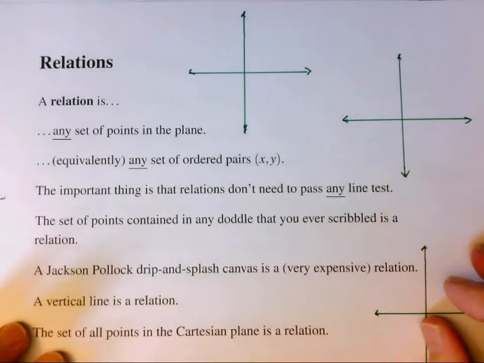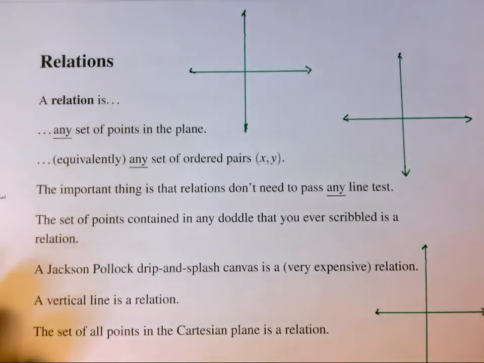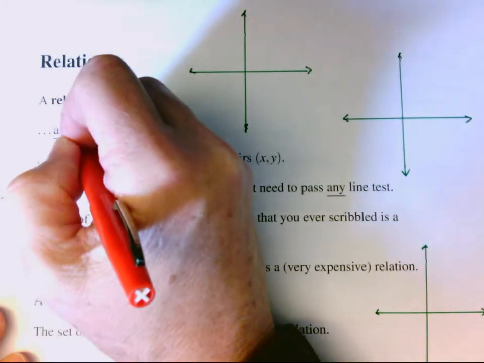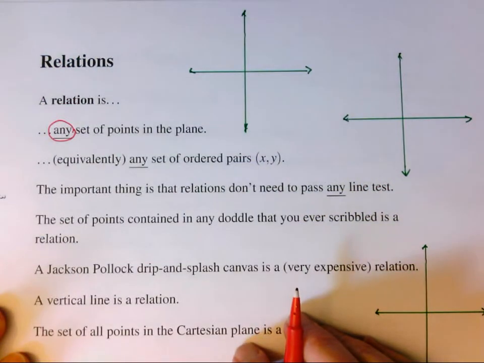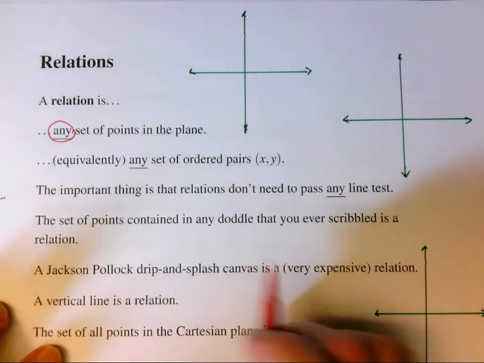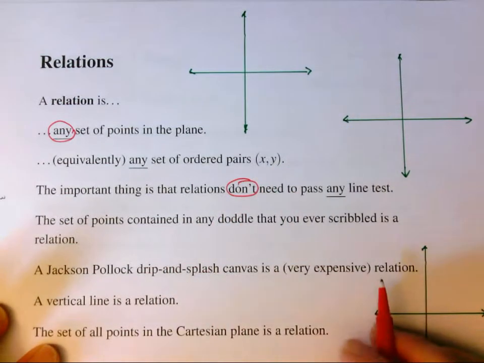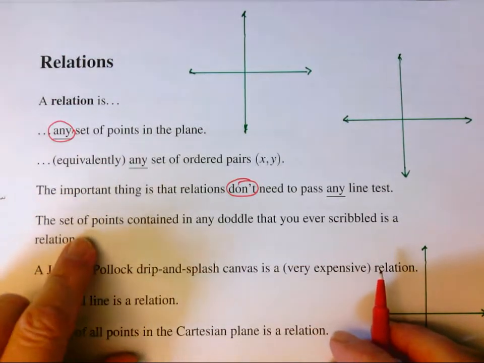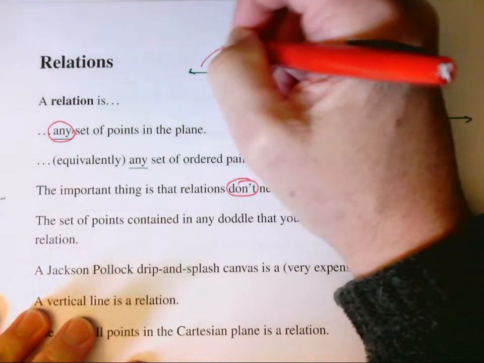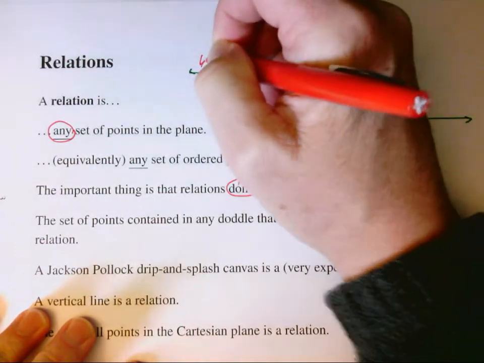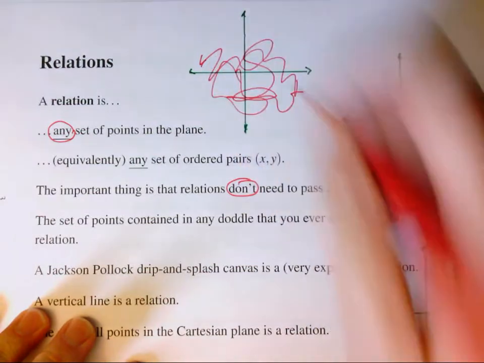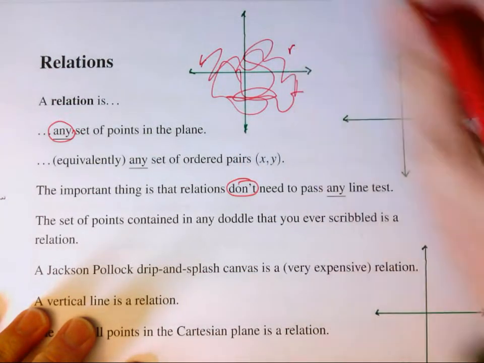We'll start with relations. Basically, a relation is any, and the emphasis here is any, set of points in the plane. A relation does not have to conform to any rule. So, for instance, a relation does not need to pass a vertical line test or a horizontal line test or a reflection line test. A relation can be a doodle. So, for instance, here's a relation. So that could be your relation R.